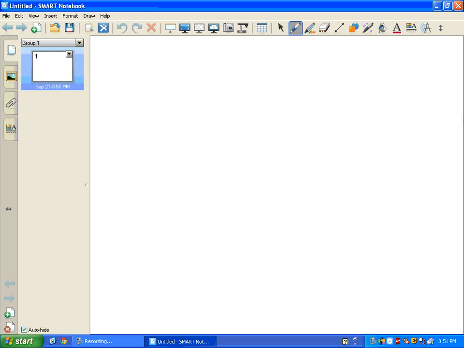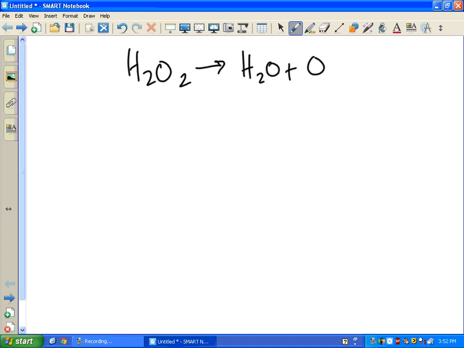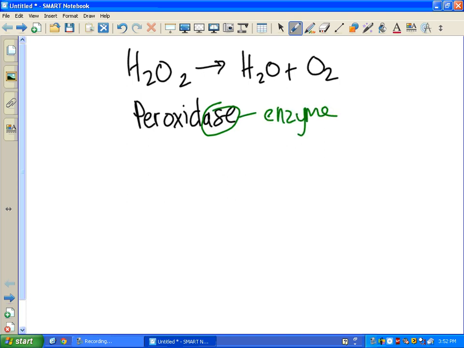We are going to go over how enzymes work. So in our lab, we are watching this reaction, hydrogen peroxide breaking down into water and oxygen. We were also looking at the enzyme peroxidase. It's important to know that "ase," that suffix, means enzyme. So peroxidase is an enzyme that works on peroxide.